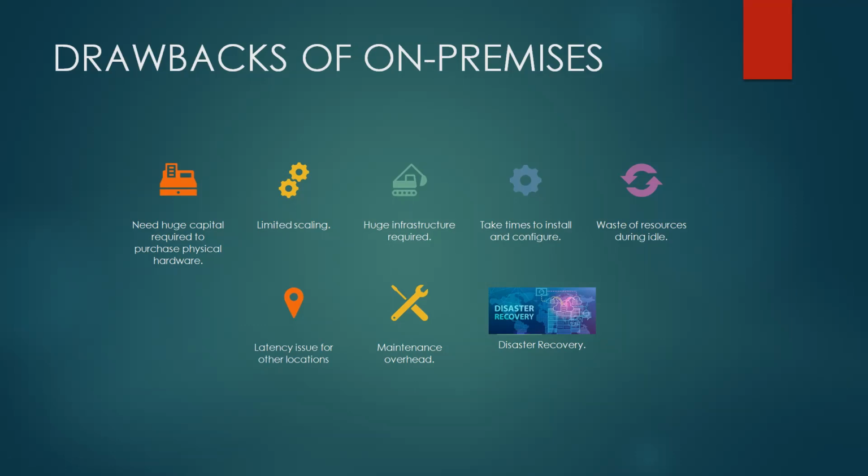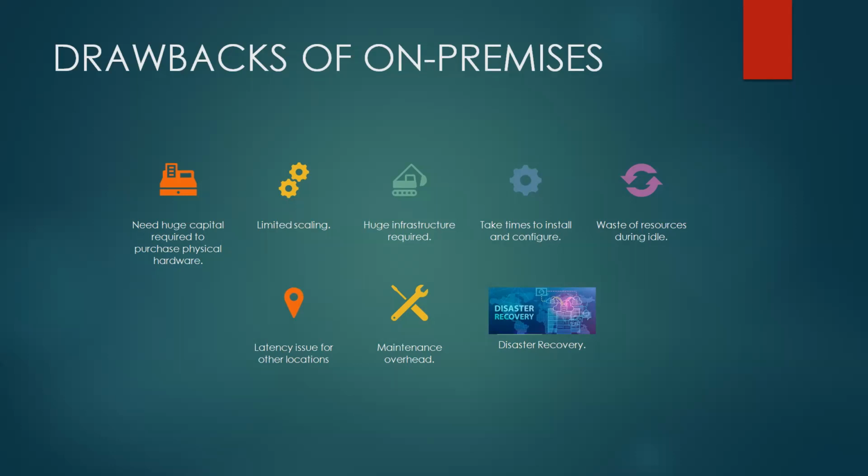First, we need some money to purchase this physical hardware. To purchase 1000 servers, we need money. To purchase 1000 GB of storage, you need money. You invest hundreds of thousands of rupees. Okay, fine, no problem. That is one of the burdens first of all.